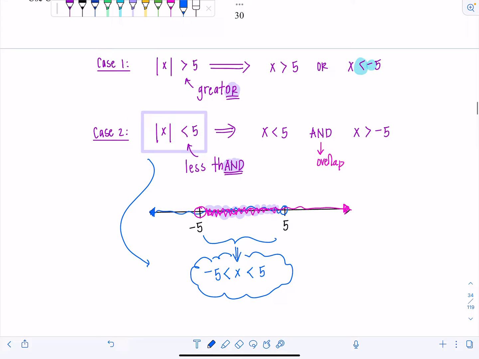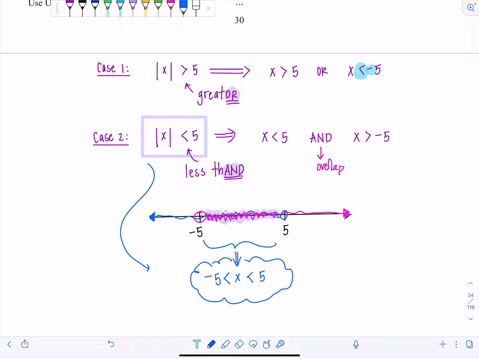For case 1, though, there's no way to condense your solution. If you look at it, x greater than 5 or x less than negative 5. Excuse me, I misspoke. It would be like this. Notice there's no intersection, right? That's why the word or is so important. If the word was and, it would be no solution. But since it's or, we could say the solution is from negative infinity to negative 5 union 5 to infinity. Okay, that's your answer in interval notation.